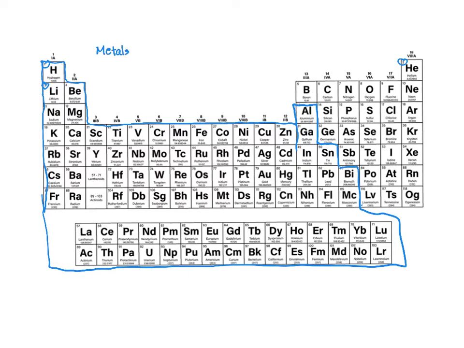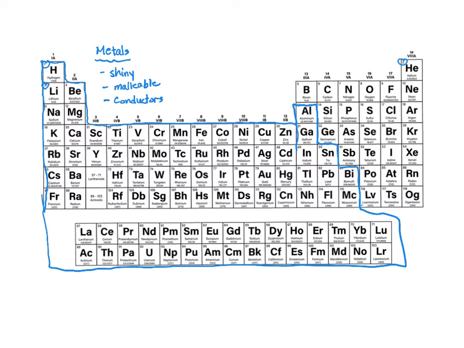Metals are elements that tend to be shiny. They tend to be malleable, which means you can hit them with a hammer. They're not going to shatter. They will bend. And they tend to be good conductors of electricity. This is generally true of all the things that I've highlighted here.